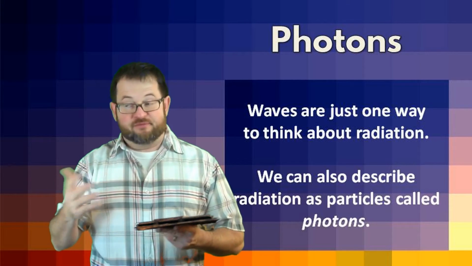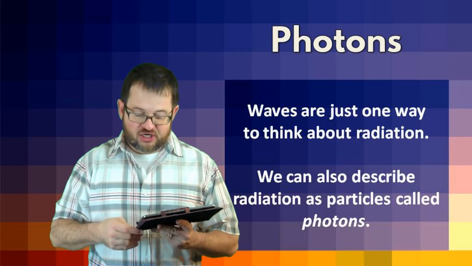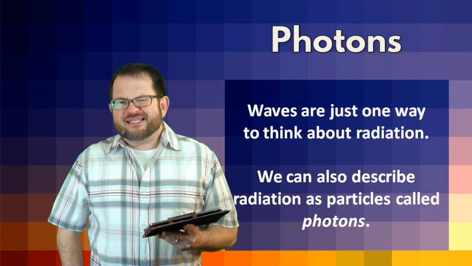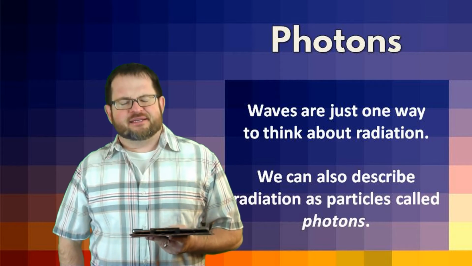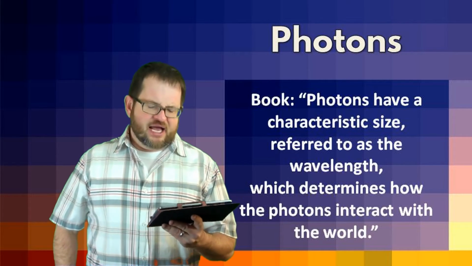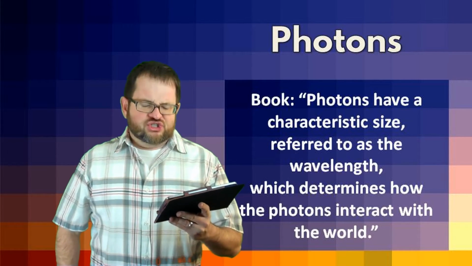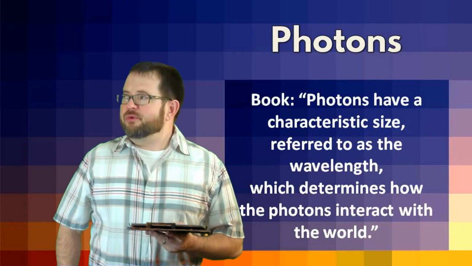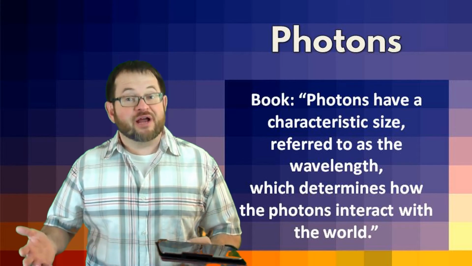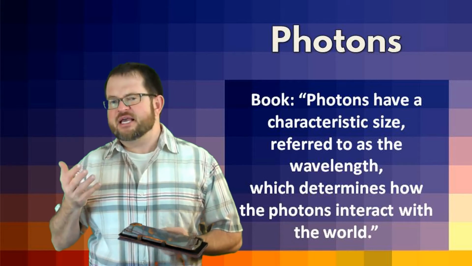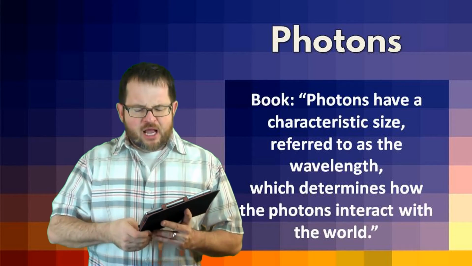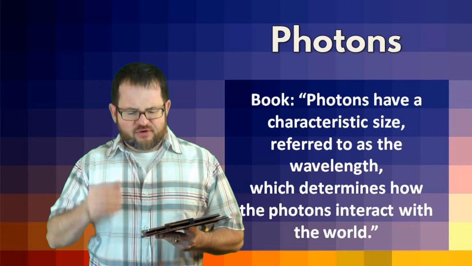In fact, and frankly for any kind of electromagnetic radiation, we'll use the words waves and photons interchangeably, but it's actually a little bit uncomfortable. I mean, the book should never have gotten into this. The book says photons have a characteristic size, referred to as its wavelength, which determines how the photons interact with the world. Well, I would agree. The wavelength is what determines how this radiation interacts with the world. Like, does it transmit through the glass because the glass is clear, or does it get absorbed by the cells in your body or whatever, or by the water in your food if we're talking about microwave radiation.